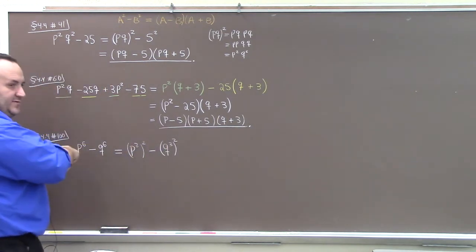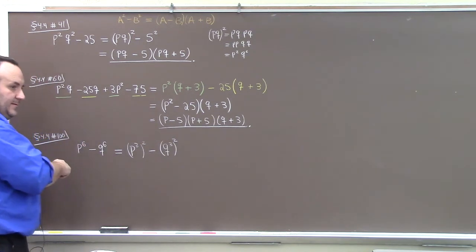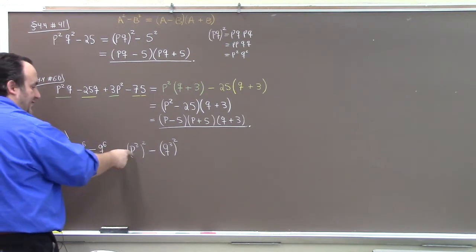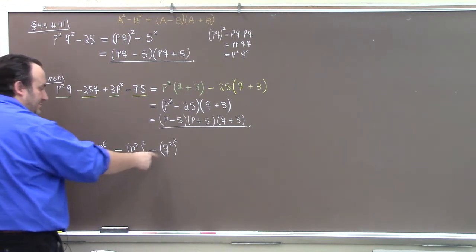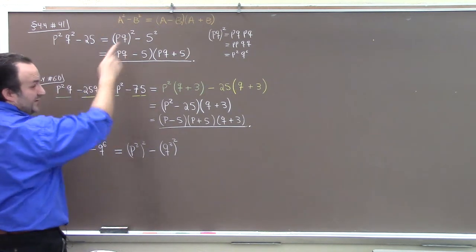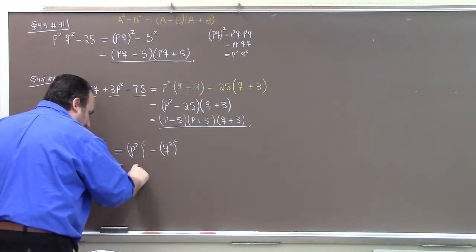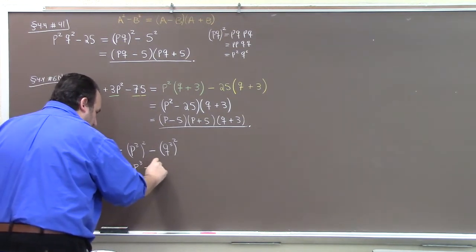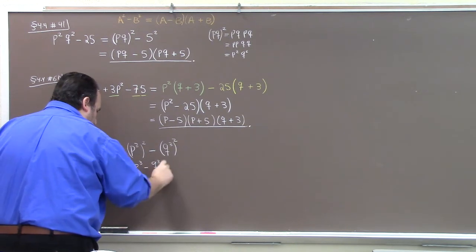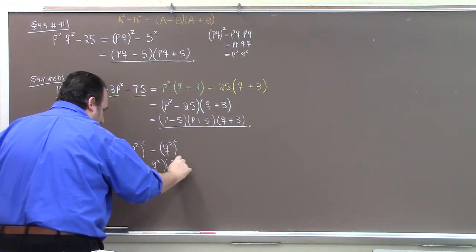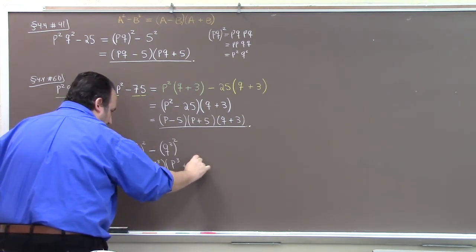Now I have the difference of squares. So I'm thinking a equals p cubed and b equals q cubed. It's a squared minus b squared. That's the pattern. So I use my difference of squares formula. I got p cubed minus q cubed times p cubed plus q cubed.